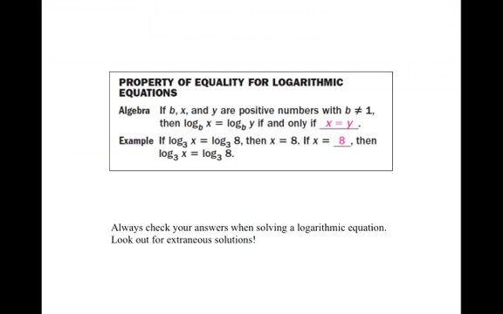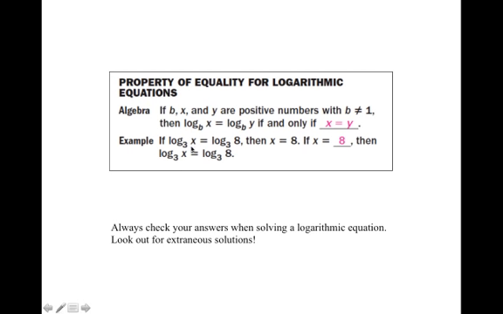Property of equality for logarithmic equations. If b, x, and y are positive numbers with b not equal to 1, then the logarithm base b of x is equal to the logarithm base b of y if and only if x equals y. So if you have the same kind of log on both sides of the equation, just one logarithm, you can set the anti-logarithms equal to each other.